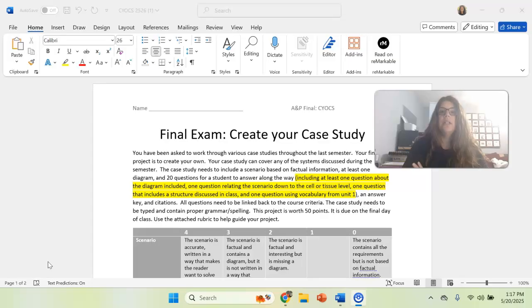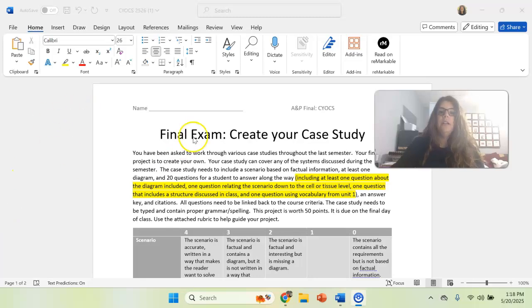And the third question has to involve using vocabulary that was discussed in Unit 1. So the different ways that we describe the body, different regions of the body, different ways that we separate out the body, different cavities of the body, any vocabulary word that was discussed within Unit 1. So 20 questions, and 3 are specific. One about a diagram or an image, one about cells, tissues, and then one about using vocabulary.